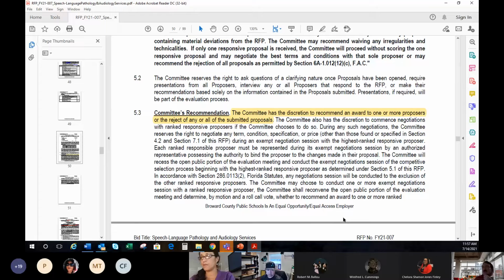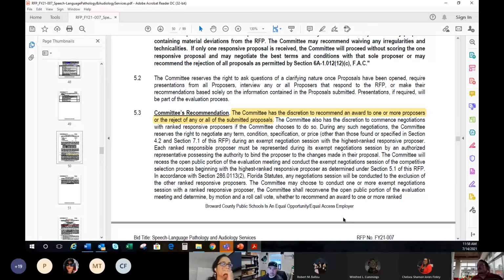It says the committee will recess the open portion of the evaluation meeting and conduct an exempt negotiation session of the competitive selection process, beginning with the highest ranked responsive proposer as determined by section 5.1, which was at the top of this page of the RFP. So basically, as I said before, when we go into negotiations, those are closed door sessions. So that's basically what that is saying.